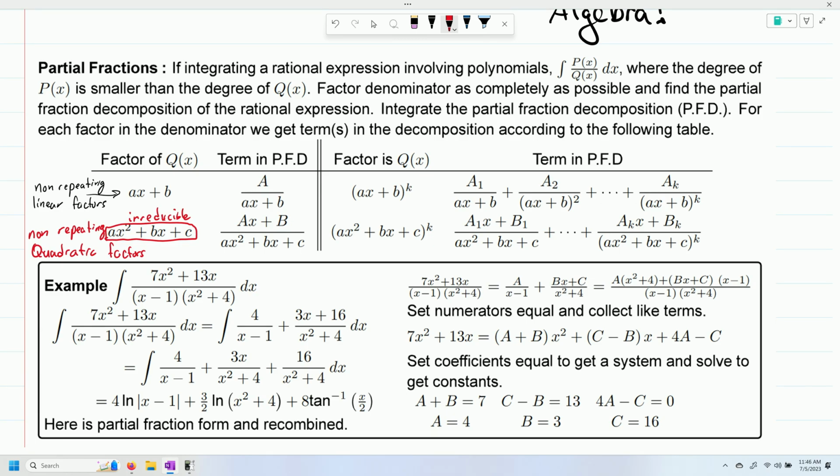All right, so on the left-hand side, we have non-repeating linear factors and non-repeating irreducible quadratic factors. On the right-hand side, notice you have this exponent of k for both of these. All right, so what that means is we have repeated factors. So these are repeating factors. So I'm just going to write repeating over here.